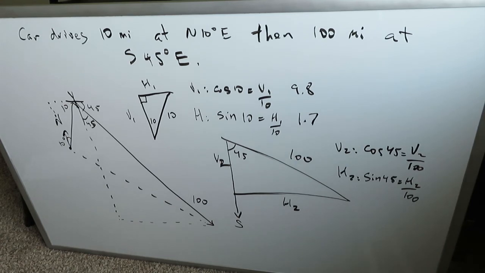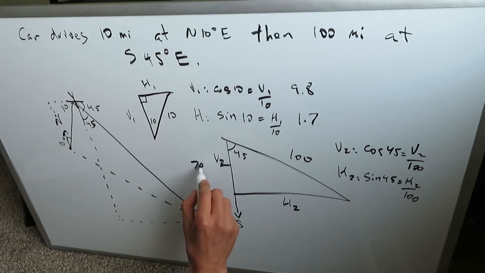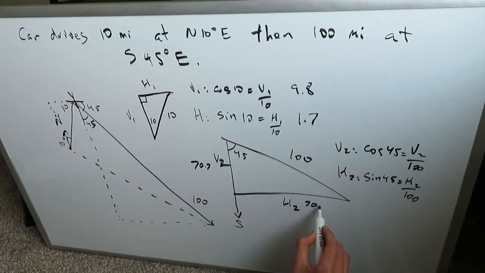Now let's solve for V2 and H2 and put their values down. They'll be the same because cosine 45 is equal to sine 45. Sine 45 times 100, I'm getting 70.7. This is 70.7 and this right here is 70.7. You'll get the same exact values because sine and cosine of 45 are the exact same values.